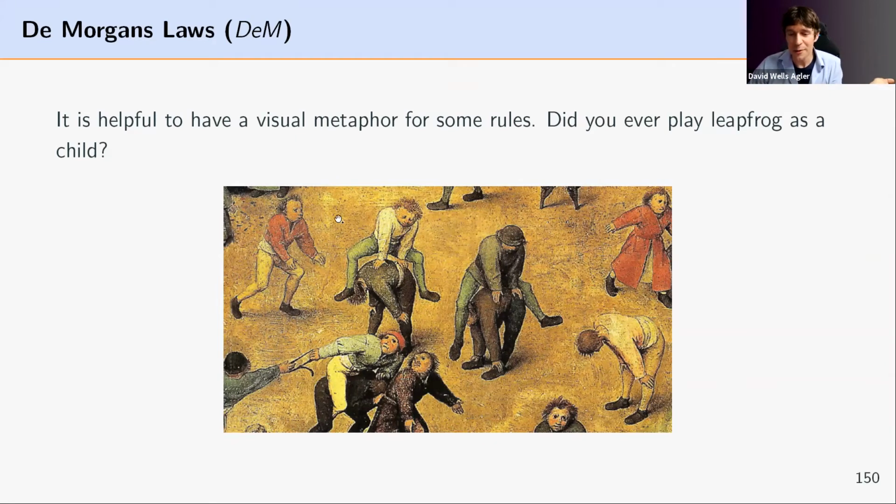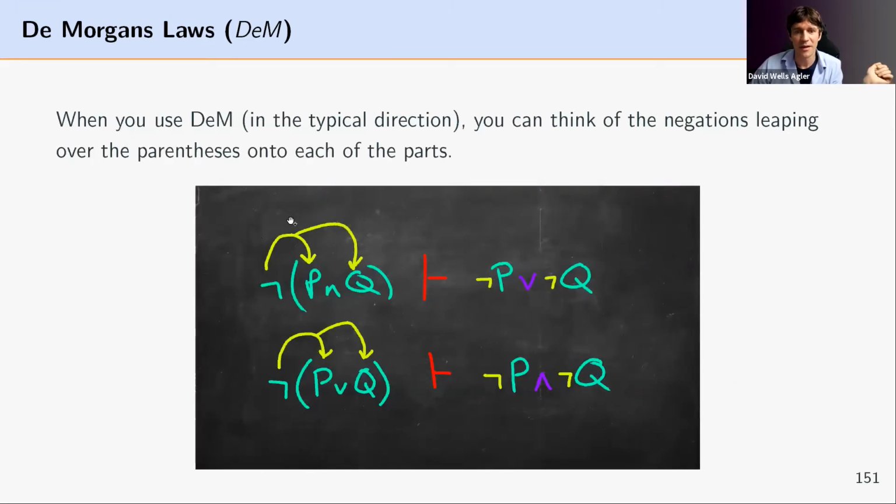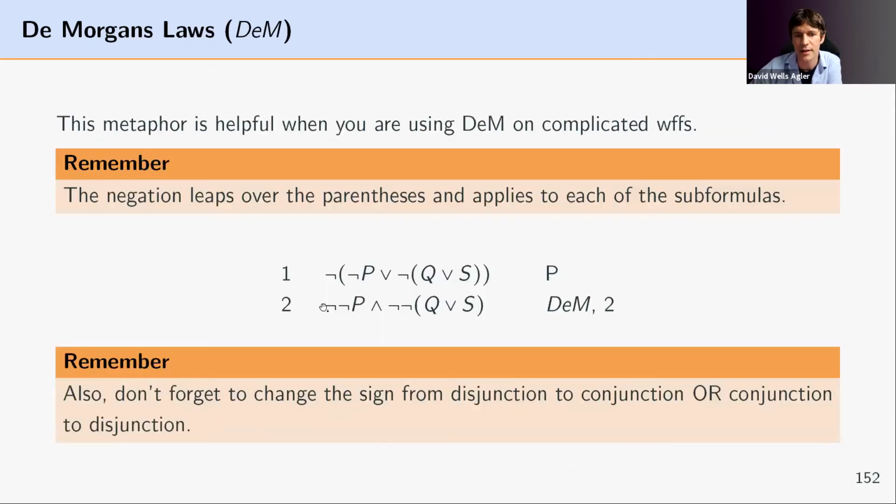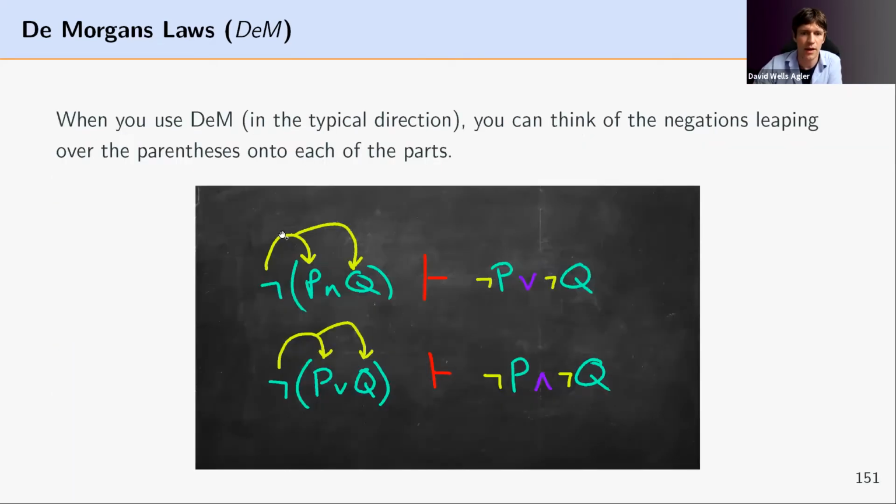Okay, so thinking about that in mind, this is a really stupid heuristic, but you can think about that game when you use DeMorgan's laws to ensure that you use it correctly. So let's say you had a negated conjunction. You have this negated conjunction, not (P and Q). You can think about the negation hopping over the parentheses and applying to the internal parts, the internal conjuncts.